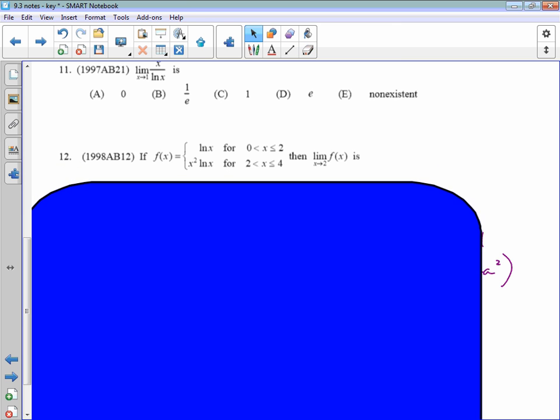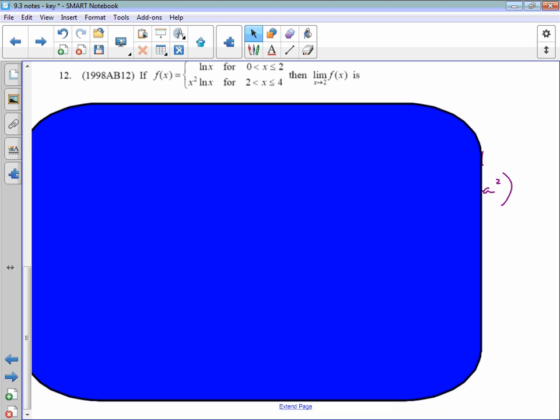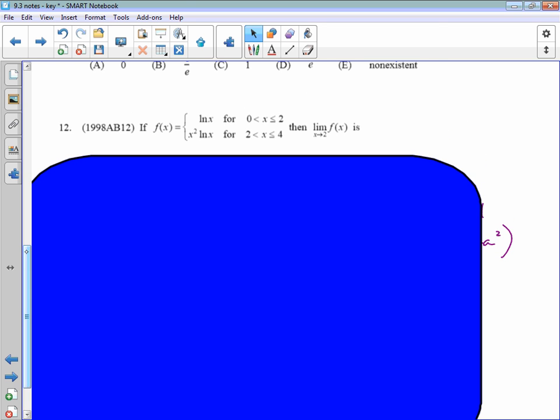Alright guys, let's try 12. We'll do this one together. Alright, so f of x equals natural log of x when x is between 0 and 2, and it equals x squared natural log of x when x is between 2 and 4. And I'm trying to find the limit as x approaches 2. What do I do with that 2 then, since it's a piecewise? Plug it into both, right? So for the first one, I get natural log of 2. And for the second one, I get 4 natural log of 2.